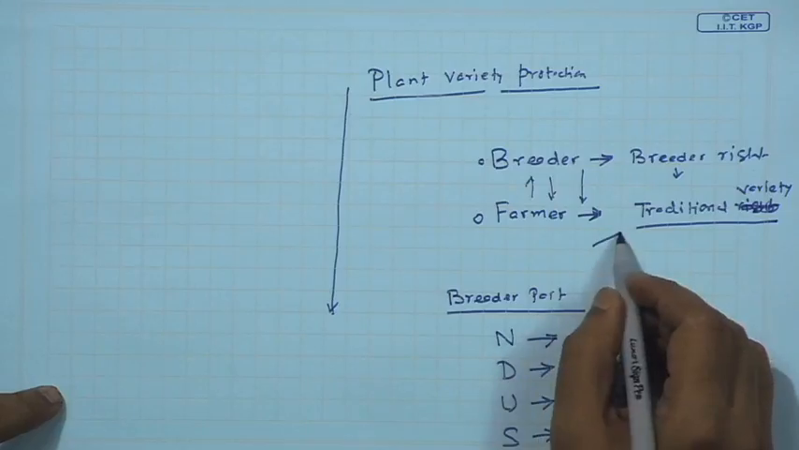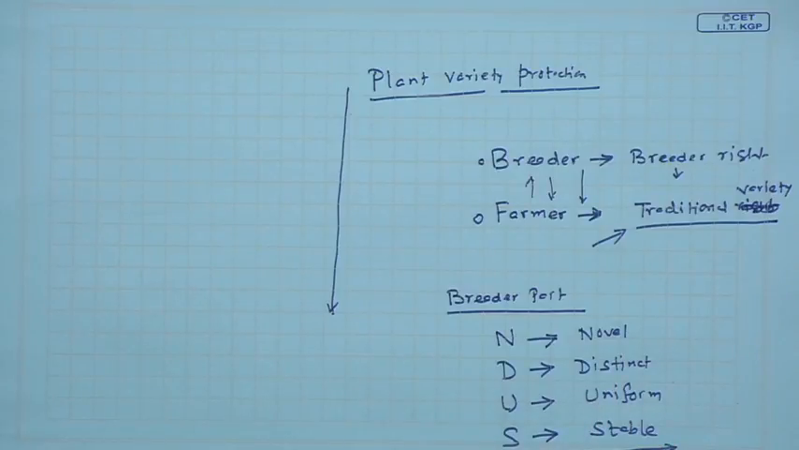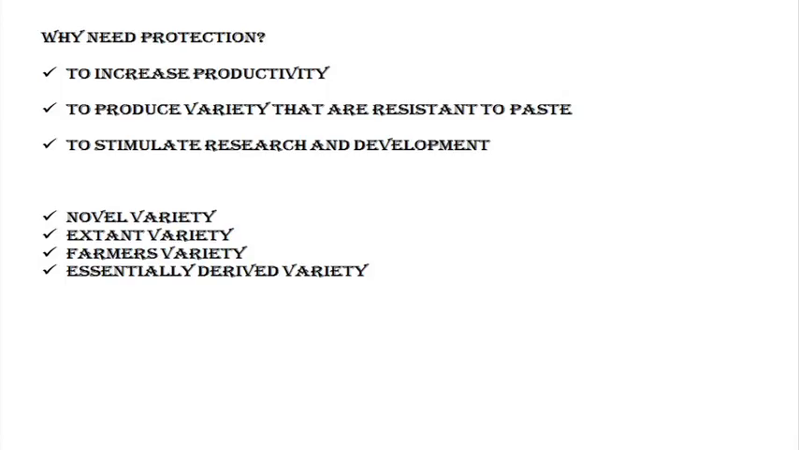I already mentioned traditional means they are practicing a particular variety over the years. Okay, so what do you mean by new? N means novel, meaning the variety should be new. What do you mean by new? That it does not already exist. Then distinct, it should be distinguishable from the other varieties. Just like when I showed you in the photographs, this one variety is distinct from the others. So it should be distinct.